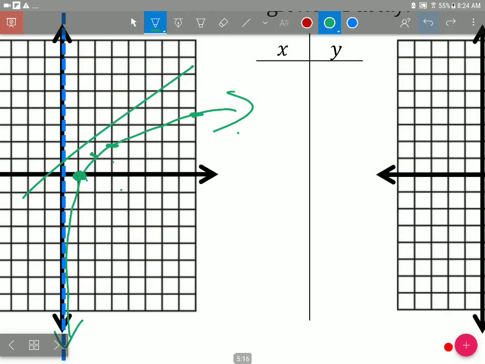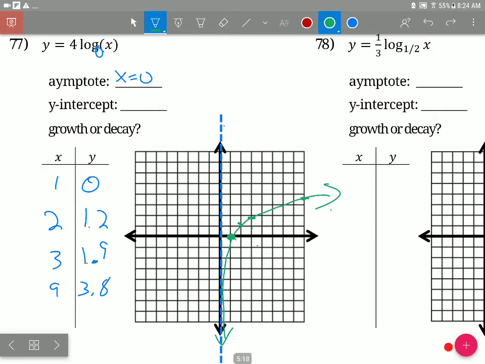And again, this is up, so that's a growth factor. So we're going to grow. And your y-intercept, well, there's none. You have an asymptote right there, so you can't have one. People are going to ask me what that is because they're not going to watch the videos. They're just going to write it down. That's a none.